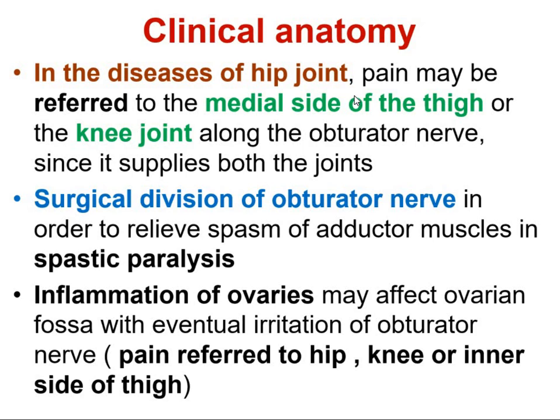That may affect the ovarian fossa, and when we will be dealing with the pelvis, you will get to know that it is in relation to the obturator nerve. So this ovarian fossa may eventually irritate the obturator nerve. So inflammation of ovaries can be referred as pain to the hip joint, knee joint or inner aspect of thigh.